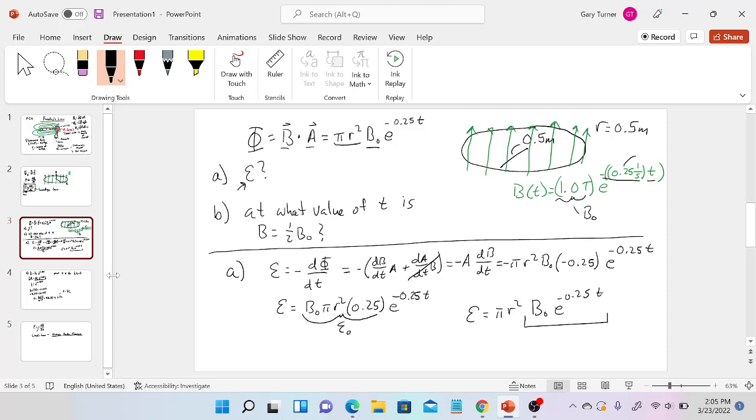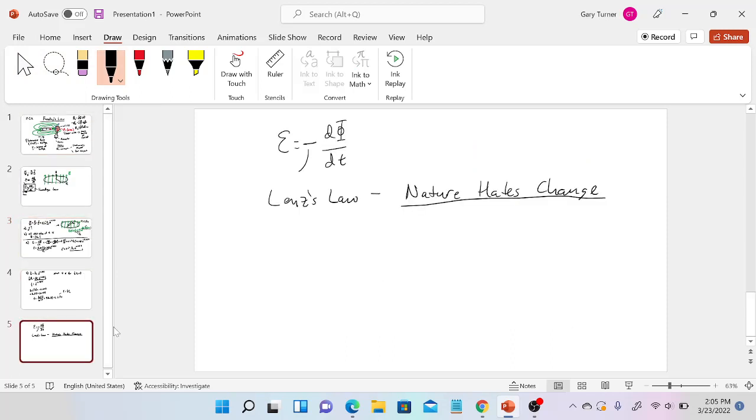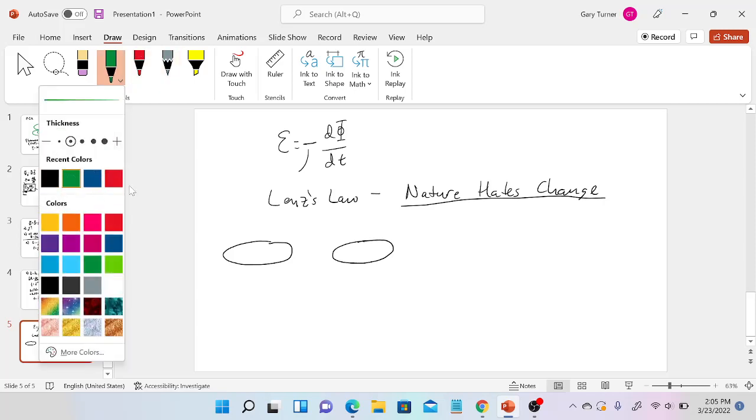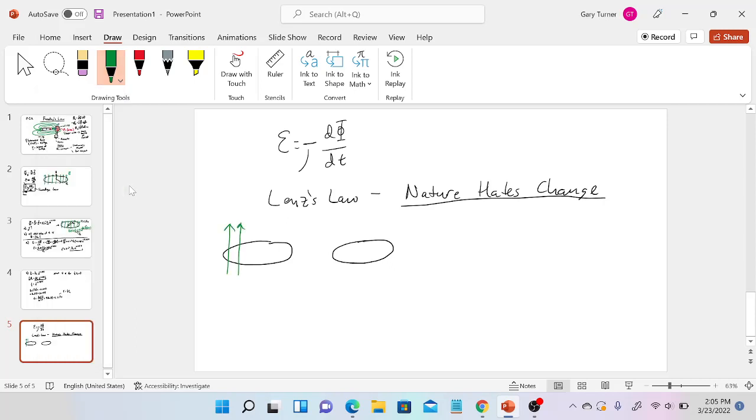So, in the case of the loop that we have here, what this is effectively saying is this: if I have my loop in two different configurations, two different times, one time with the magnetic field very strong, let's call this time 0, and then at time t1, the magnetic field in our example has dropped by a factor of about half at a time of 2.8 seconds. So my magnetic field has gotten weaker.